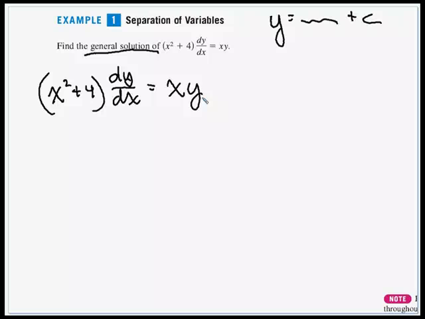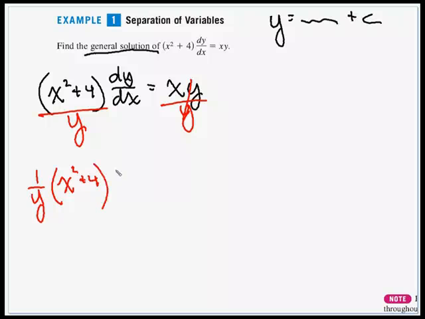Let's divide both sides by y. We're going to divide that out and have a y in the denominator over here. So we're going to have, let's even write that as 1 over y, and then we'll have our x squared plus 4 term, our dy dx, equals, those have divided out, and we now just have an x.